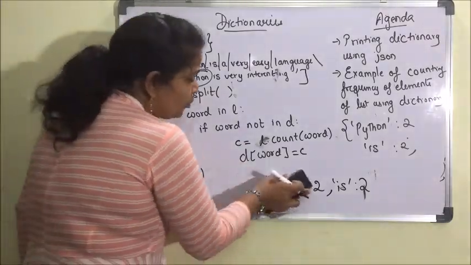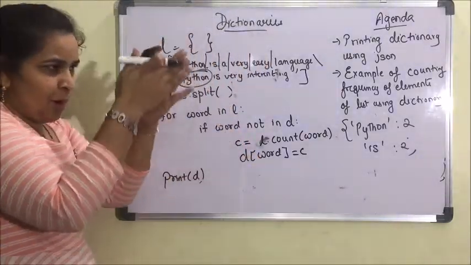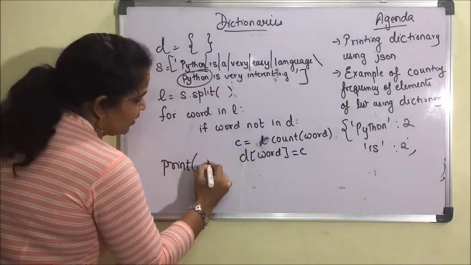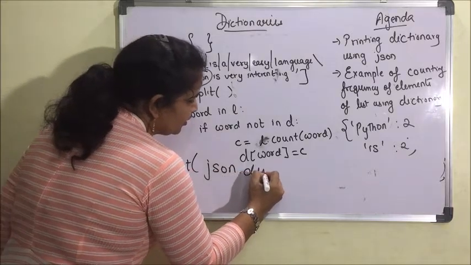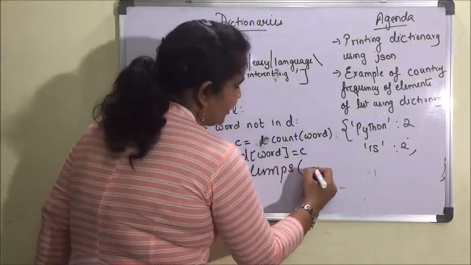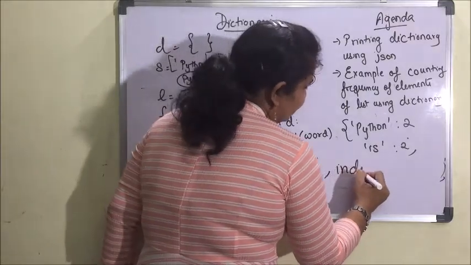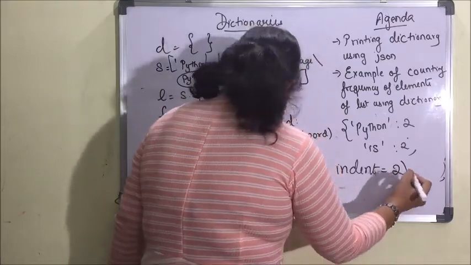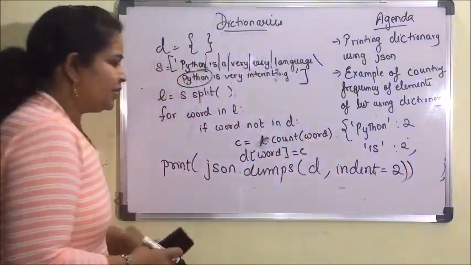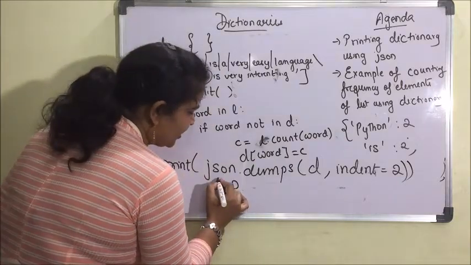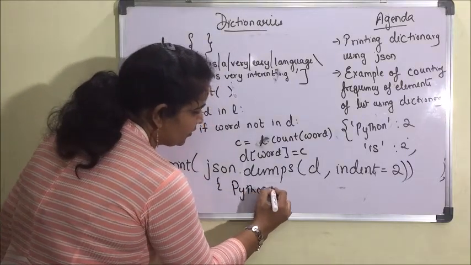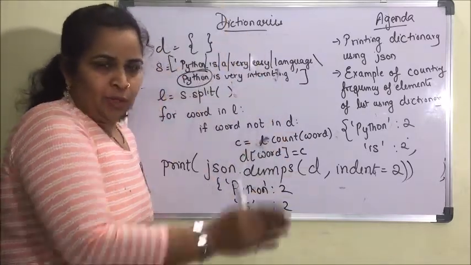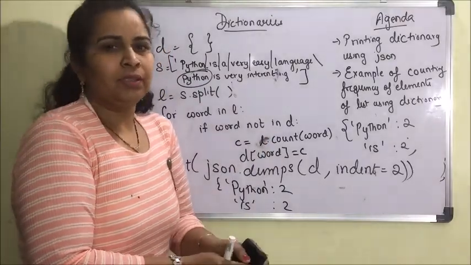Now again, if you want to print the output in a proper manner, you can use print json.dumps and then the name of the dictionary, indent equal to 2, 3, 4, whatever indent you want. So what kind of output will you get? Dictionary, Python, 2, is, 2, in a vertical manner. In a proper manner you will get the output.